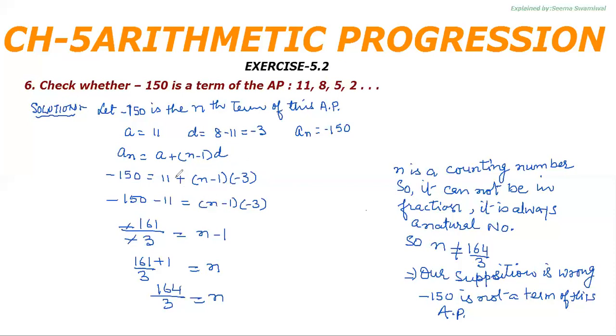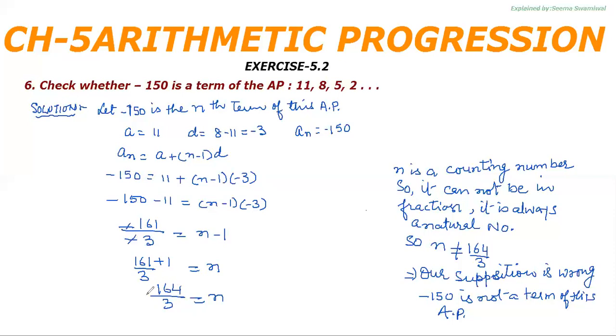Now simplify, bring this 11 to this side, so it will become minus 150 minus 11. And when you add the two negative terms, it will be minus 161. Now this minus 3 is in multiplication. When we transpose, it will come in division. And this minus and minus will cancel each other. Now transpose this 1, it will become plus 1 this side. Take LCM and simplify to get the value of n.